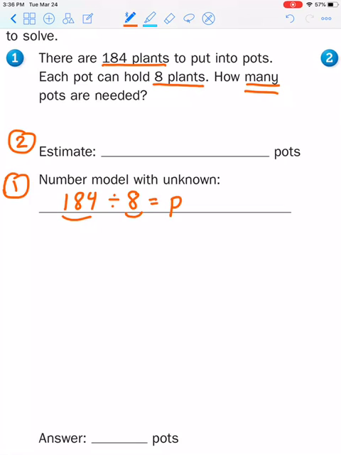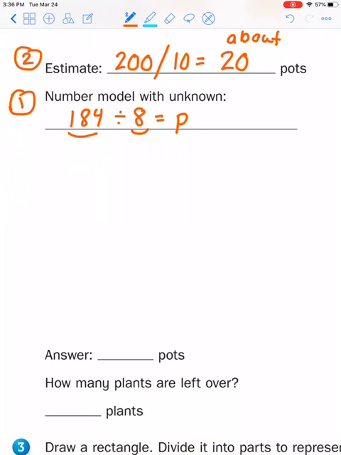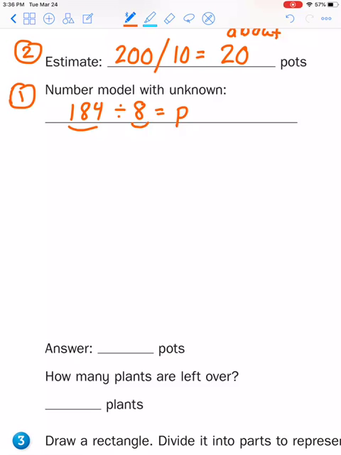All right, so 184 is close to 200, and 8 is close to 10. So 200 divided by 10 equals 20. I think we're going to have about 20 pots for those 184. Now it's asking us to solve using that partial quotient strategy.